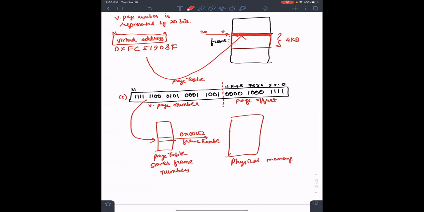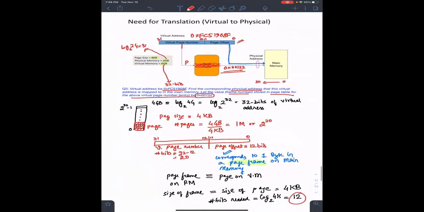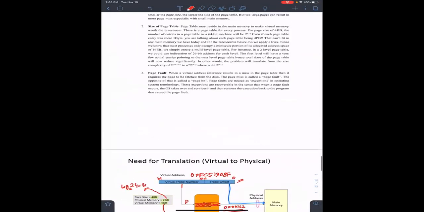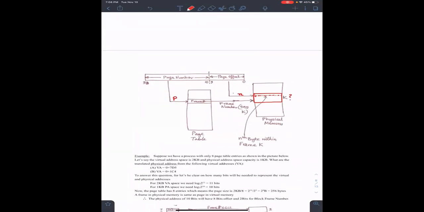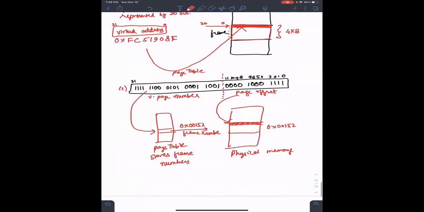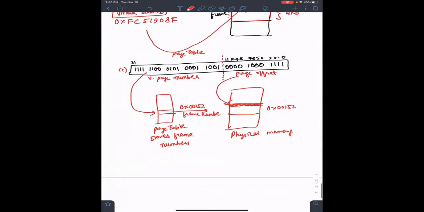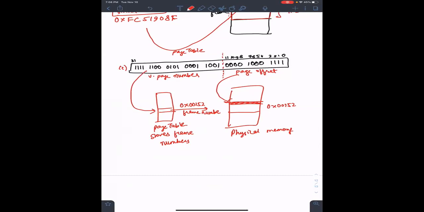So we go to that frame number, which is 0x00152, and then go to that one specific location, which is given by this page offset. Right. So now this diagram kind of simulates the diagram here, right? So N is the page offset, P is the virtual page number, and K, 0x00152, is our frame number as per our question. So now to find out what is the physical address corresponding to this sequence.